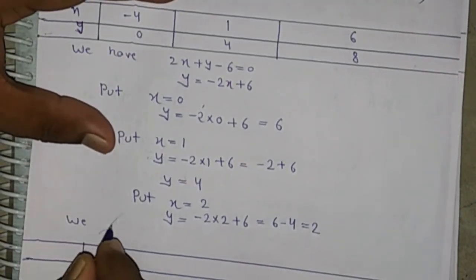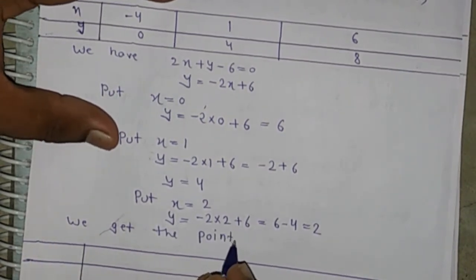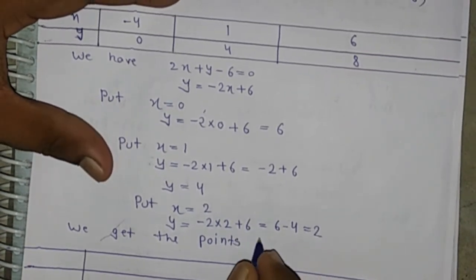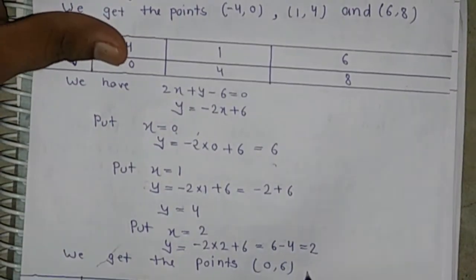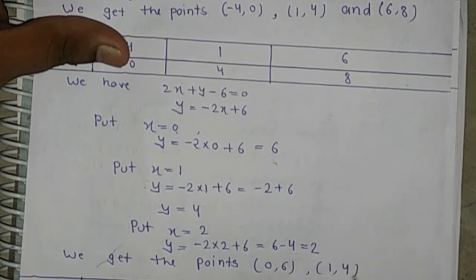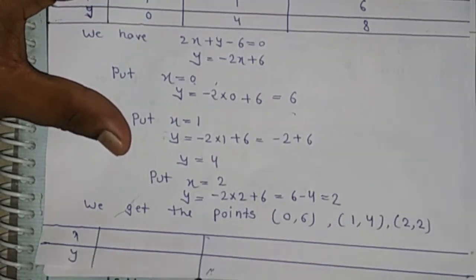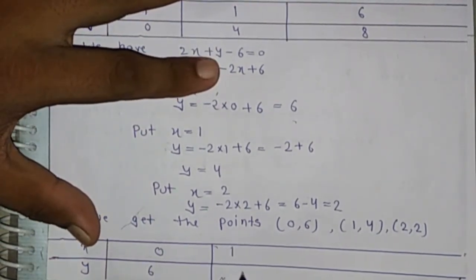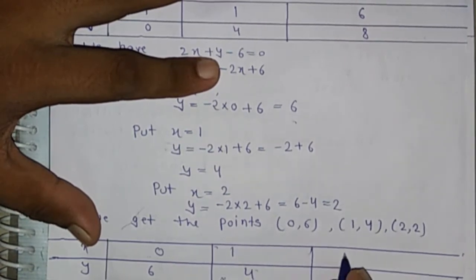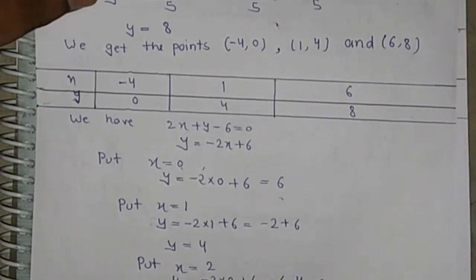We get the points 0, 6; 1, 4; and 2, 2. It means when x is 0, the value of y is 6; when x is 1, the value of y is 4; and when x is 2, the value of y is 2. Now represent these points on graph paper.